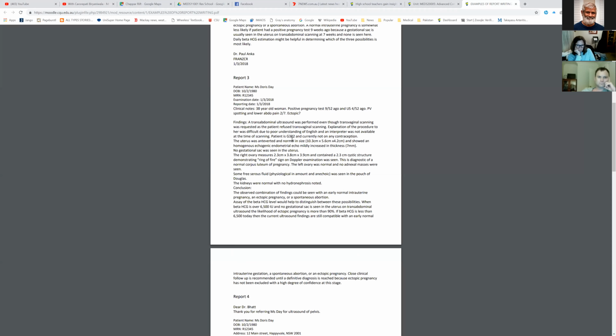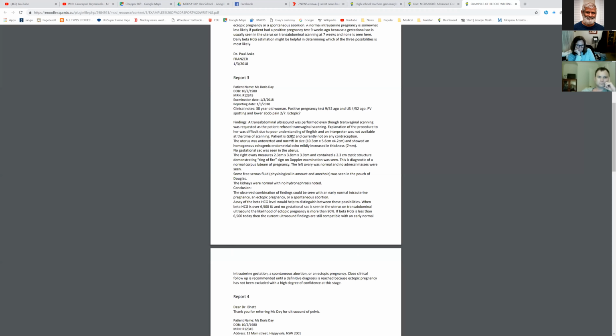Showed a homogeneous echogenic endometrial echo, mildly increased. Again, echo is the wrong word, mildly is the wrong word, in thickness, and it says 7 millimeter. What would you expect from a pregnant uterus? Is 7 millimeter mildly increased in thickness, or is it normal in thickness for a 9-week gestation? No gestation sac was seen in the uterus.